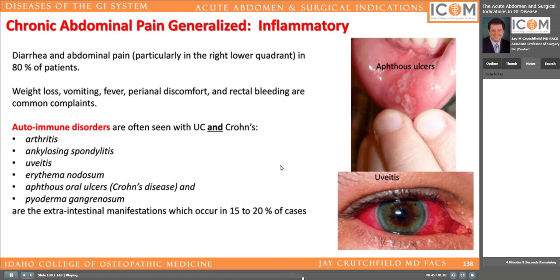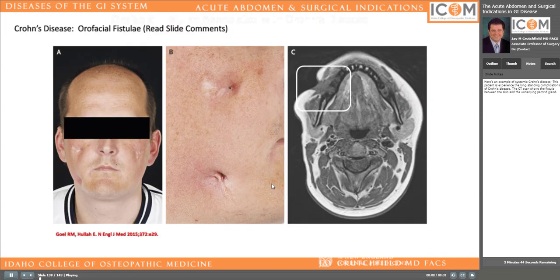Autoimmune disorders are often seen with ulcerative colitis and Crohn's, such as arthritis, ankylosing spondylitis, uveitis, of which there's a picture here, erythema nodosum, aphthous oral ulcers, which we can see in the adjoining picture, and pyoderma gangrenosum, a skin disease. All of these are extraintestinal manifestations, which occur in about 15 to 20% of cases.